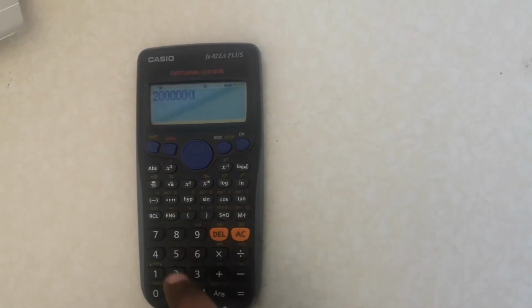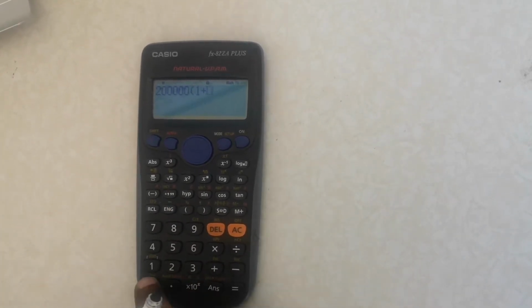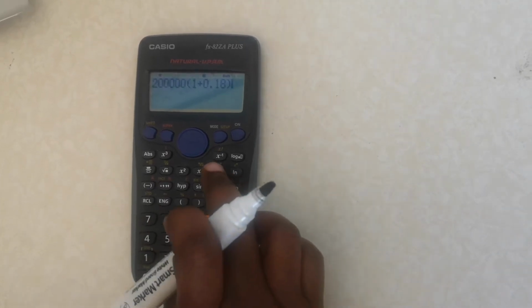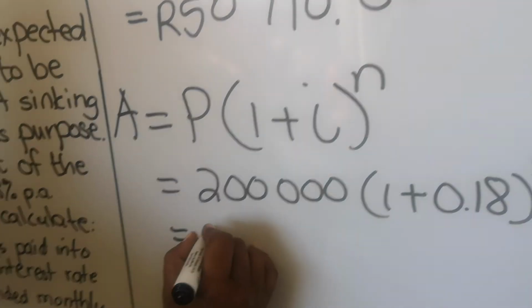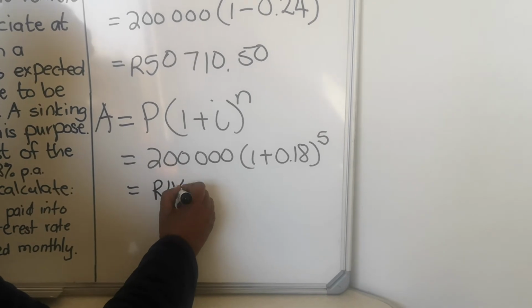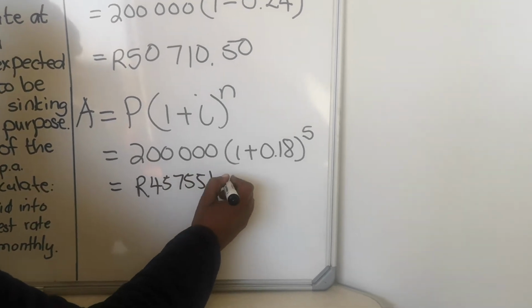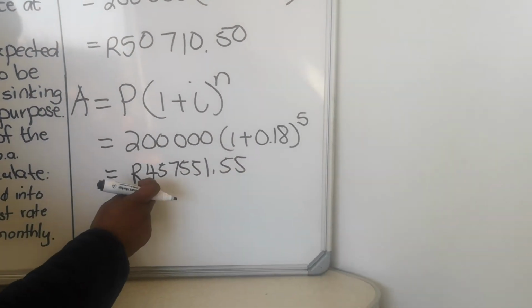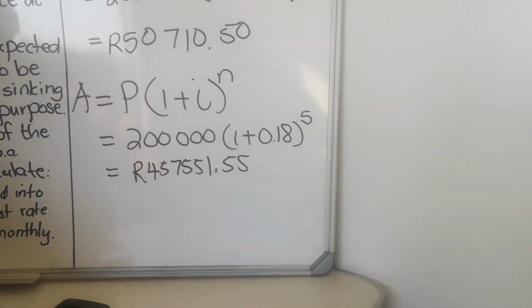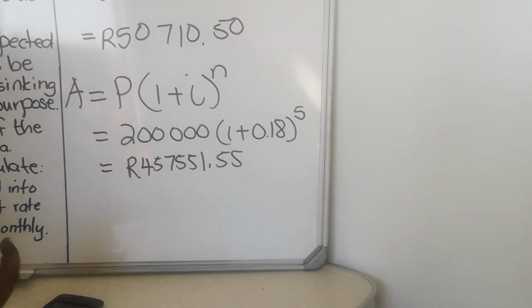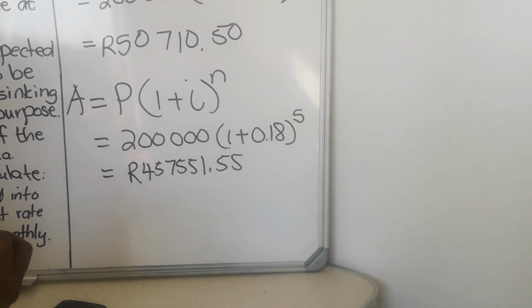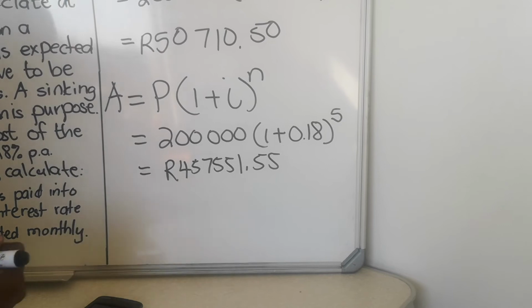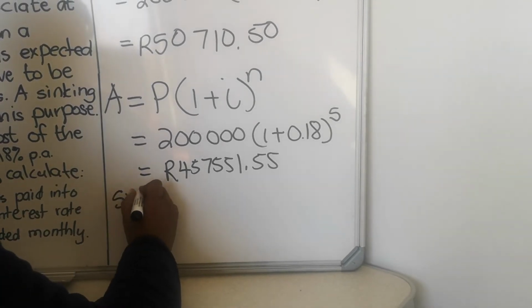Then you punch it in your calculator. You have 200,000 times (1 plus 0.18) power 5. So after 5 years, this car that was 200,000 will cost 457,000. Okay. So if I want to put money away for the new one, how much will I need? This will be your sinking fund amount.